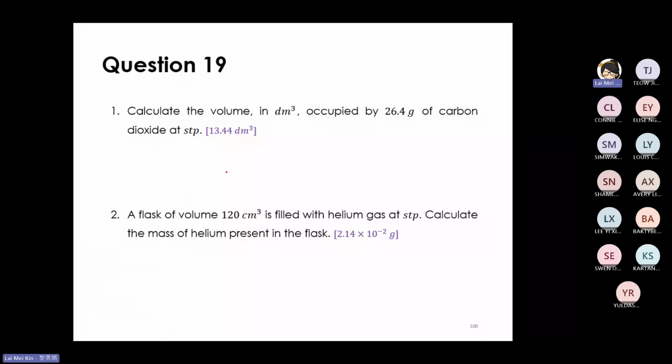All right, how many of you managed to calculate for question 19? Just want to see. Just put up your hand proudly. Okay, quite a few, huh?